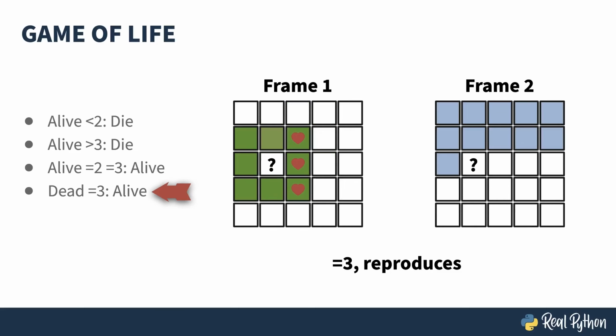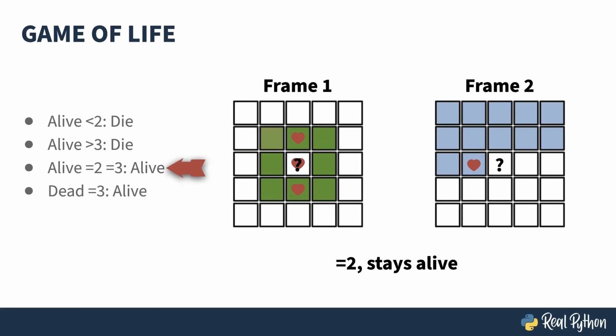I've processed a few more cells, once again looking at the question marks. This time, there are 3 neighbors inside the green cells. The current cell is dead, and it has exactly 3 neighbors, so Rule 4 gets invoked. This cell gets turned on, triggering the reproduction rule, and the future state is alive.